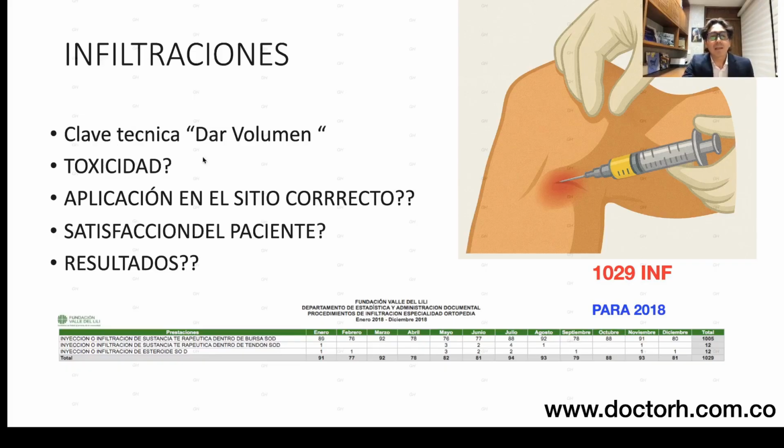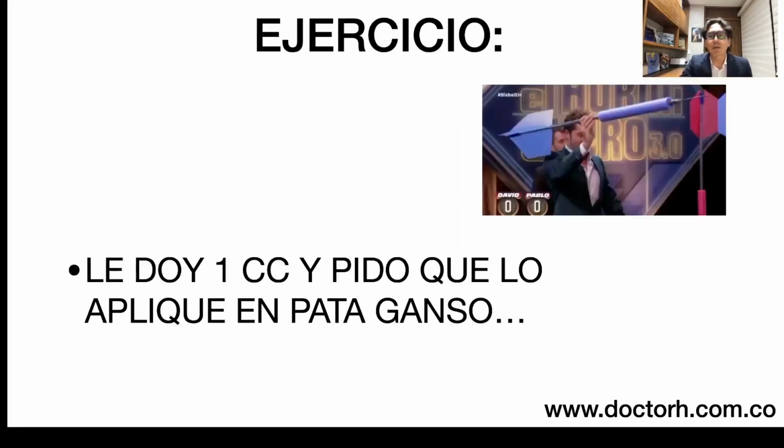Back then, the key thing we were taught was to use volume. Use enough volume because something would reach the target area. However, we started to wonder, at what cost? What about toxicity? We're applying it at the site, but what is the patient's satisfaction, and what are the real outcomes? The overall results. So we started reviewing the literature, and we had our residents and students do this exercise.